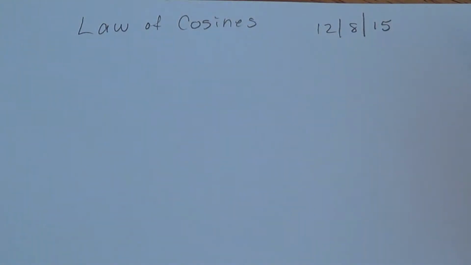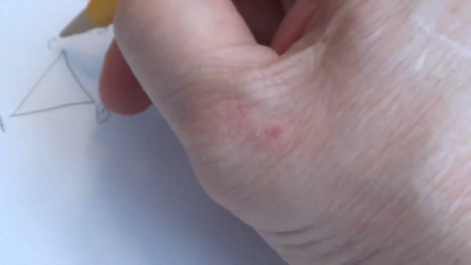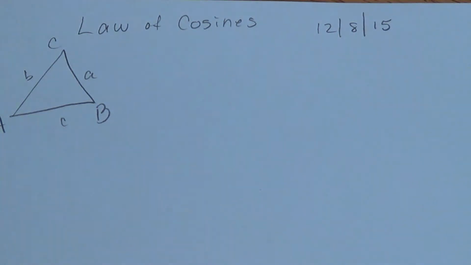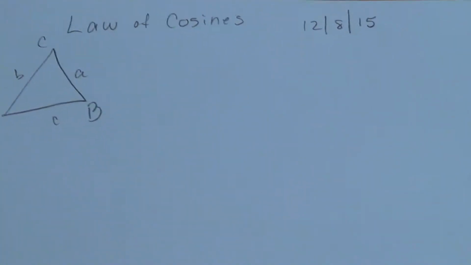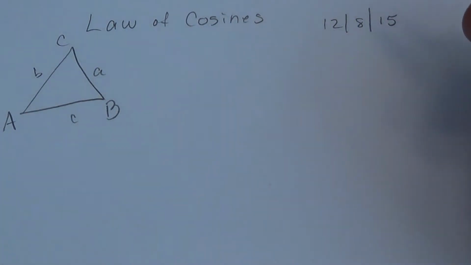Alright, the law of cosines can be written like this. A squared, and we have a triangle, of course. It's a non-right triangle, and we have capital A, capital B, capital C, little c, little a, as we have been trained to do. So with that, here is the law of cosines.